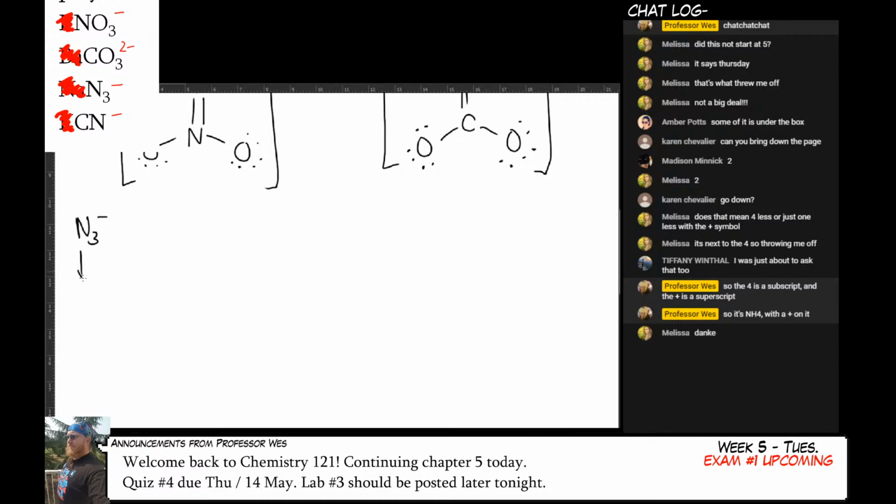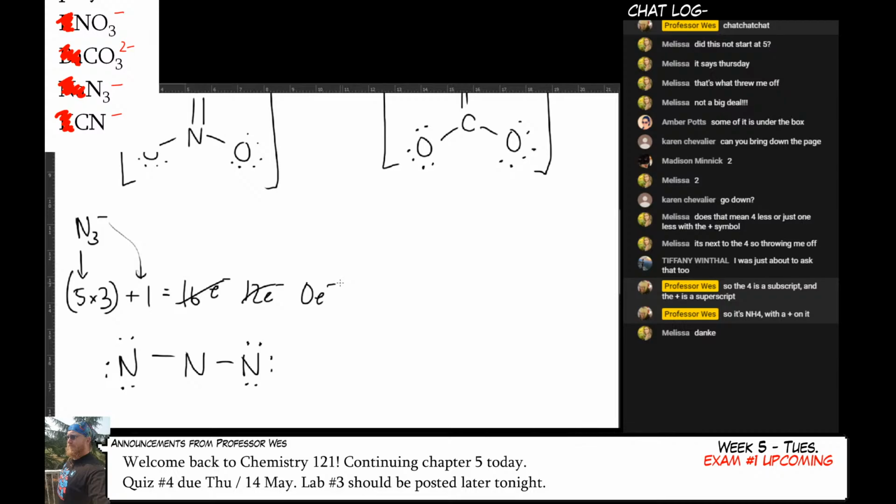For N3-, there are 3 nitrogens, and I have this extra electron from the minus charge, so that's 16. All right, who's the central atom? Could it be nitrogen? I bet it is. So I'm going to do this. That cost me 4 electrons, so I have 12 left. 11, 10, 9, 8, 7, 6, 5, 4, 3, 2, 1, 0.